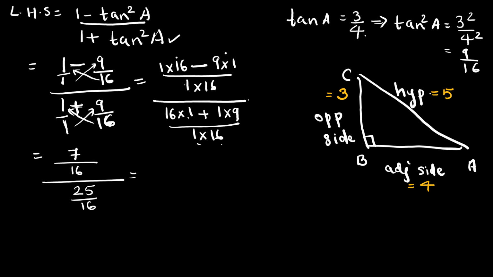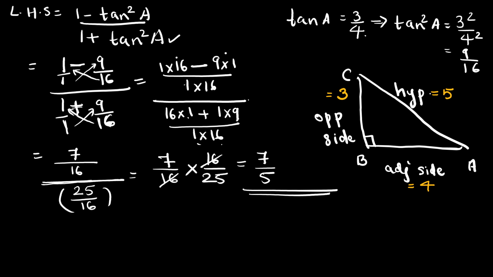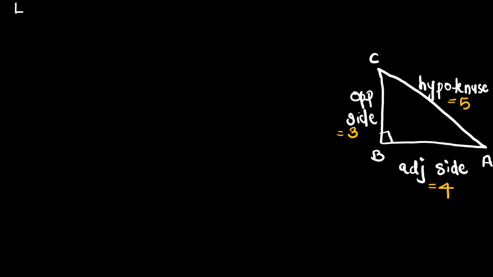Now, when dividing a fraction, what will we do? 7 by 16 multiplied by the reciprocal of this term: 7 by 16 into 16 by 25. Now 16 gets cancelled. This is equal to 7 by 25. Therefore LHS we got as 7 by 25. Now we'll check the RHS.